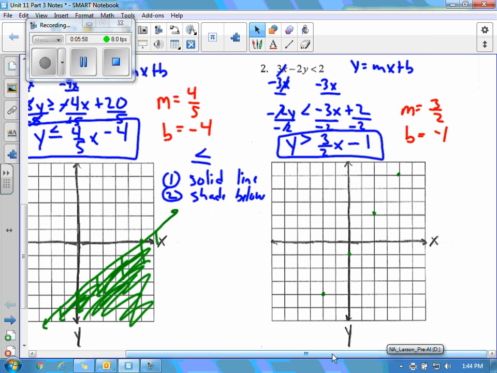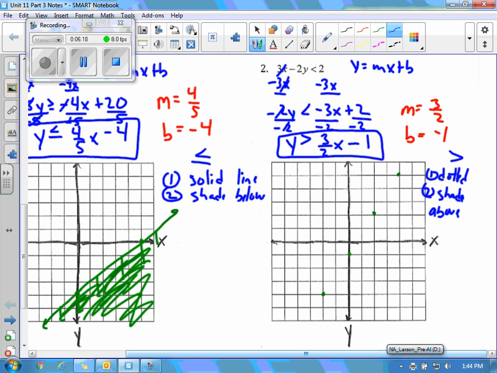So before I draw my line, I've got to check a couple things. My inequality is greater than, so that tells me that it's a dotted line. I don't have the equal to sign underneath, so it's going to be dotted instead of solid. And since it's greater, that means I'm going to shade above. So when I draw this line, I need to make sure it's dotted. Okay, I still put the arrows on the end, it's still going on.